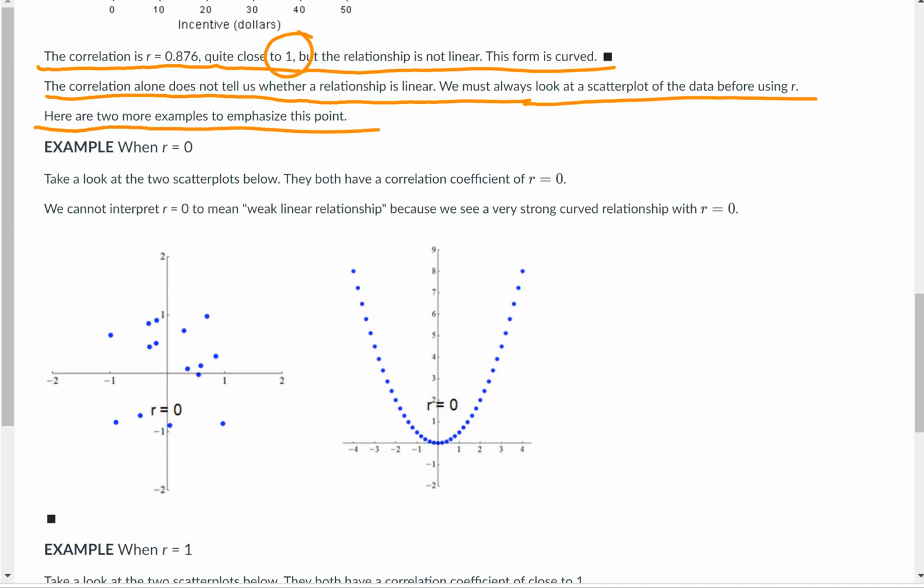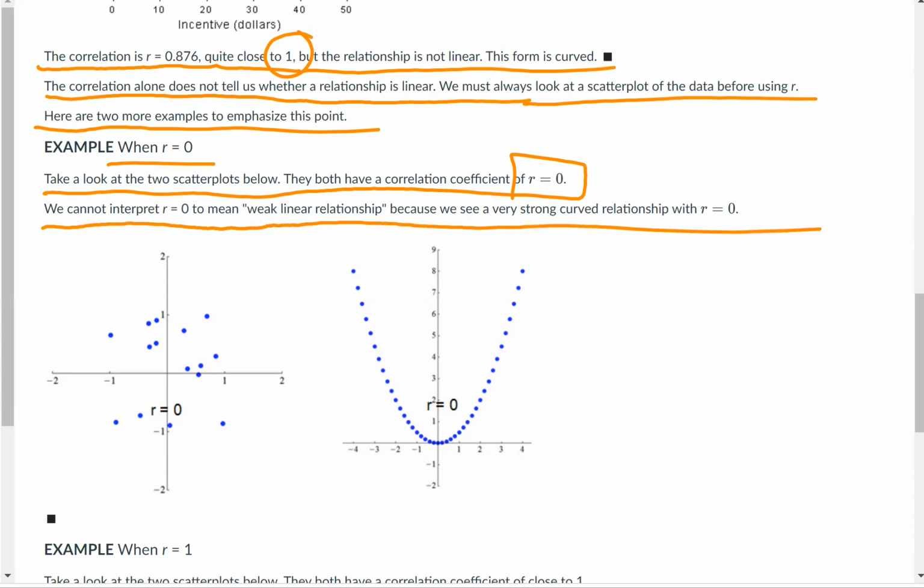Here are 2 more examples to emphasize the point. When R equals 0, for example, we'll take a look at 2 scatter plots below. They have a correlation coefficient of R equals 0. We cannot interpret R equals 0 to mean a weak linear relationship, because we see a very strong curve relationship with R equals 0. So if you already suspect that a line represents the data well, then you calculate R. So in this case, R would be 0. That would mean, okay, never mind.